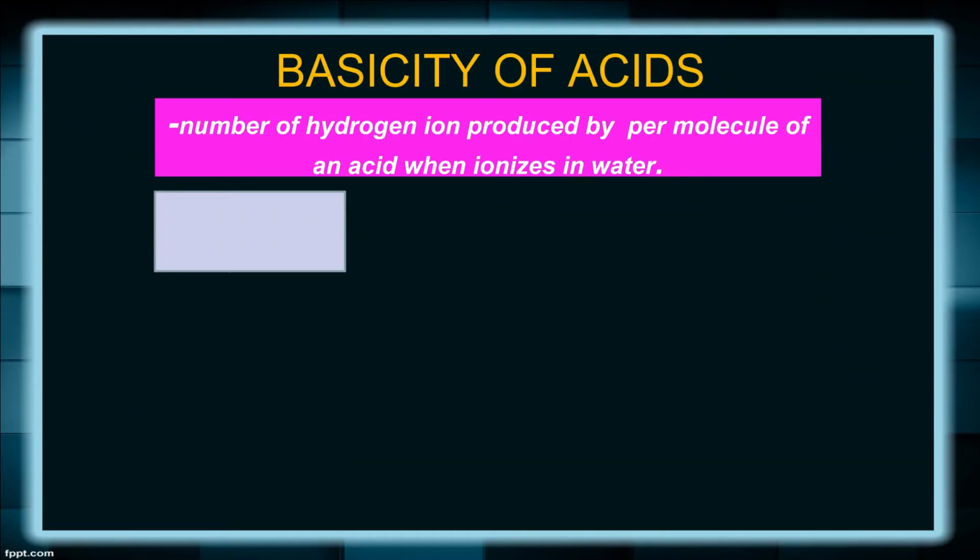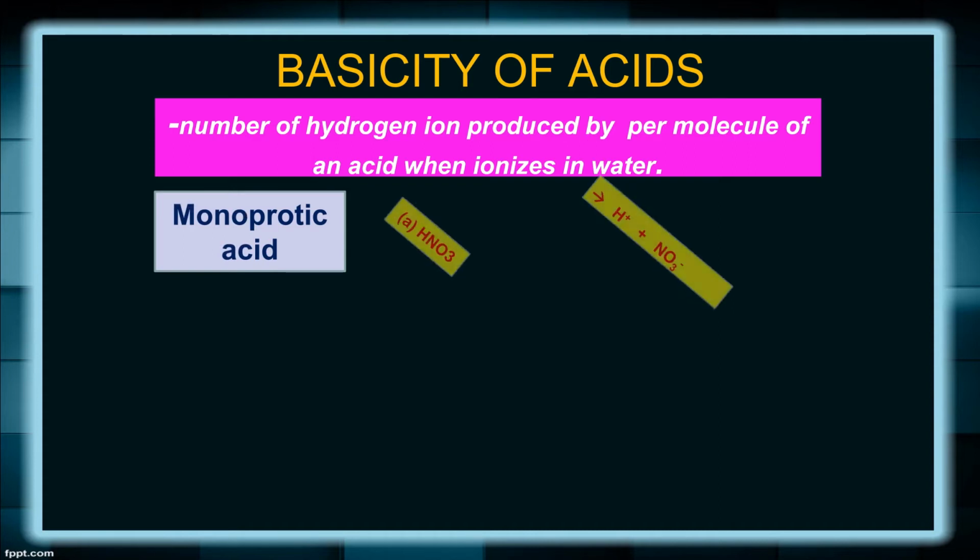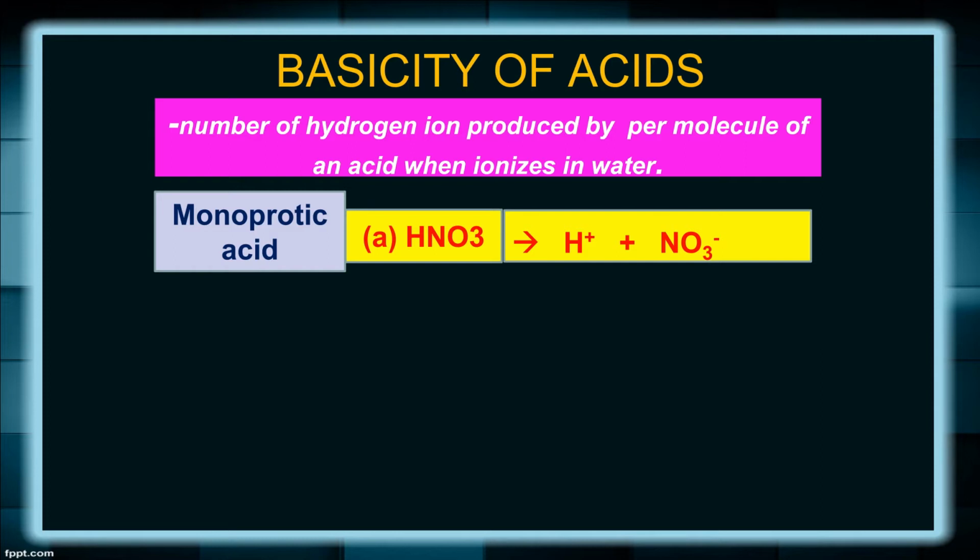Basicity of acid is the number of hydrogen ion produced per molecule of acid when ionized in water. First, monoprotic acid. Monoprotic acid example, nitric acid. As you can see here, 1 mole of nitric acid produces 1 mole of hydrogen ion and 1 mole of nitrate ions. So monoprotic acid means it ionizes 1 mole of hydrogen ion per molecule of an acid.